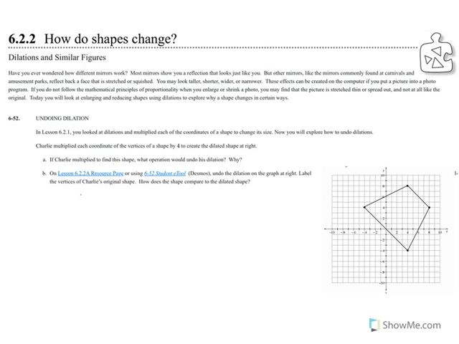So this is the first problem. It says in lesson 6.2.1 you looked at dilations and multiplied each of the coordinates of a shape to change its size. Now you will explore how to undo dilations. It says Charlie multiplied each of his coordinates of the vertices of a shape by 4 to create the dilated shape at the right. If Charlie multiplied to find the shape, what operation would undo his dilation?